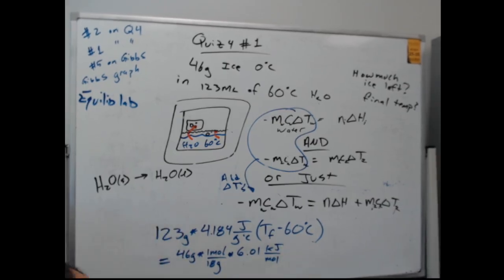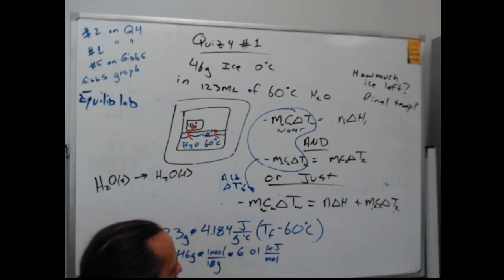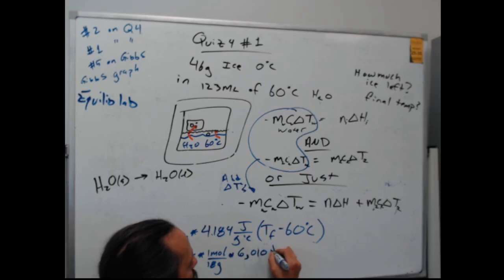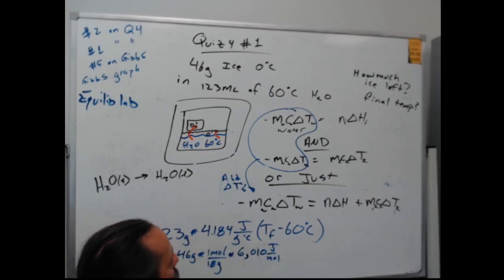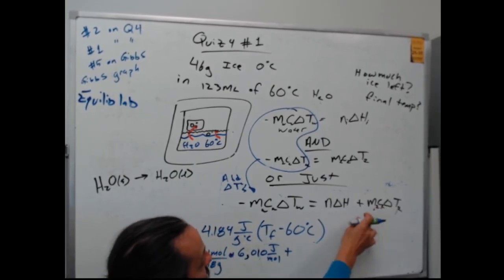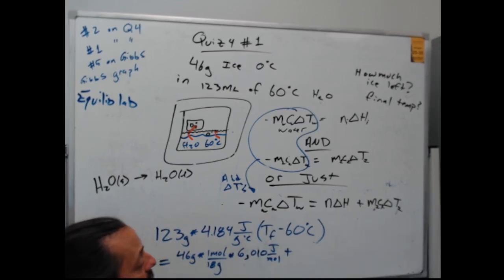Because I want the units to match, right away I can see I have a unit mismatch because I've got joules and kilojoules. So I'm just going to do a quick conversion in my head. I'm going to turn this into 6010. Well, let me give myself a little more space. 6010 joules per mole. And then I've got to do my m C delta T. That's different than the water. It's the ice system, but it's the melted ice system.